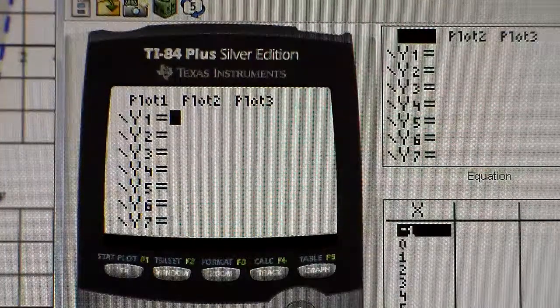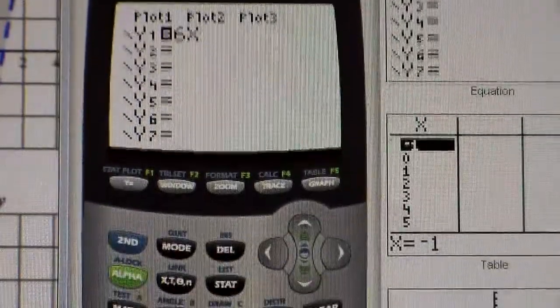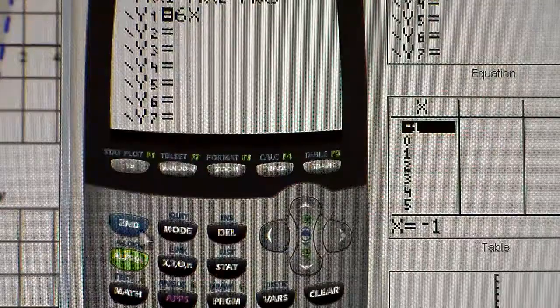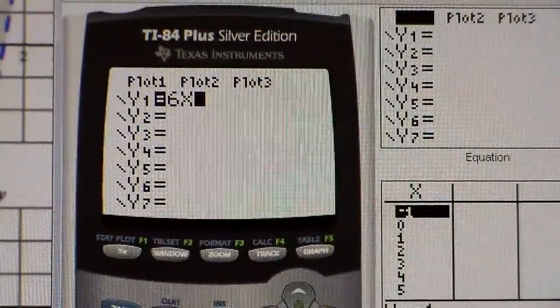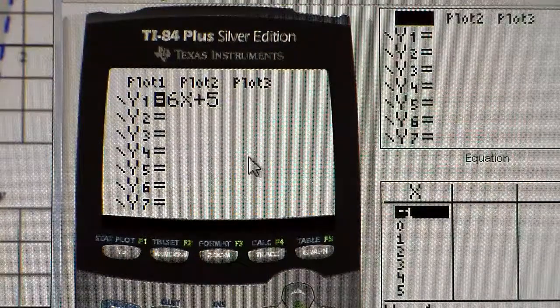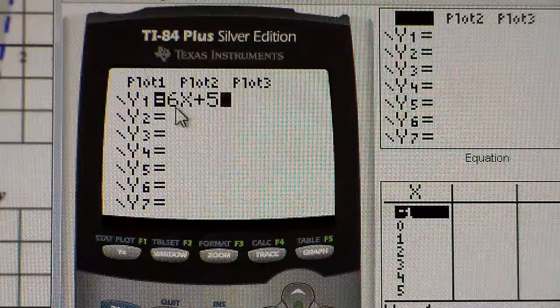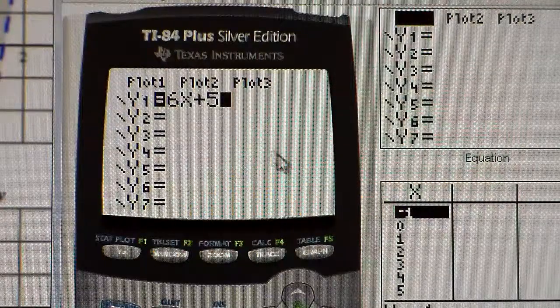And we're going to type in 6x, where the x button is located right here, diagonal of the second button. That's where your x button is. So 6x plus 5. Now I don't put any parentheses in because there's not a fraction. It's just a nice integer of 6. So that's why I don't need to put in parentheses. So it's 6x plus 5.